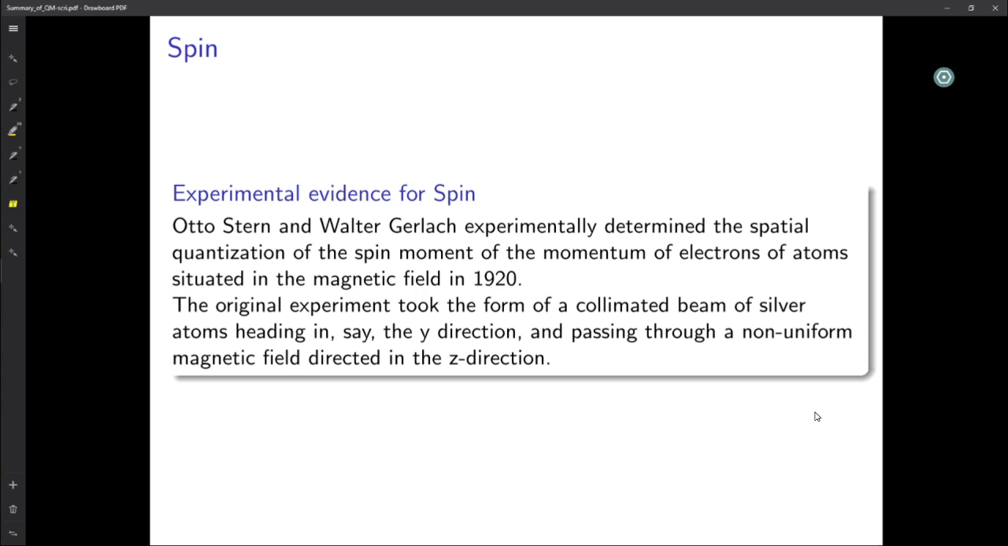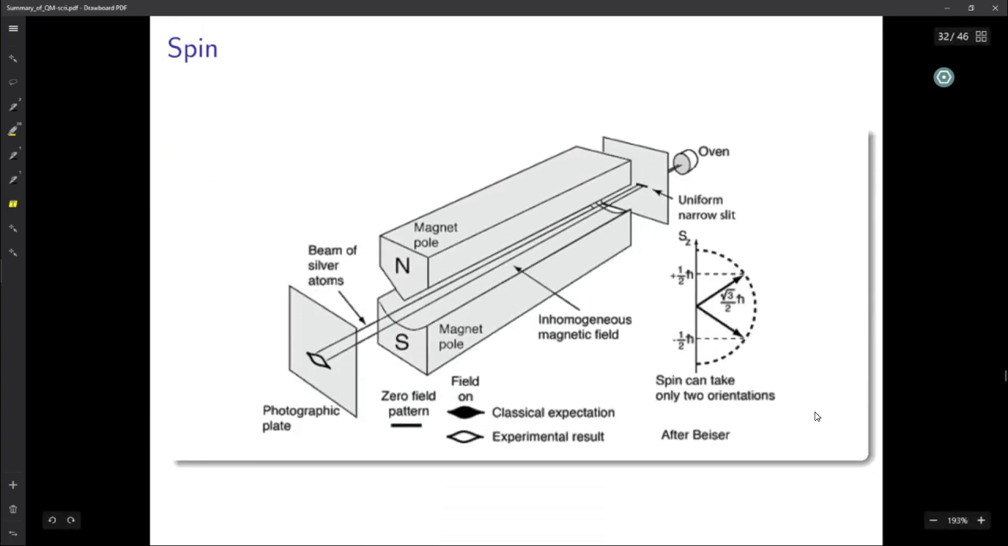So they took the silver atoms heading in the y direction, for example, and then allowed them to pass through a non-uniform magnetic field directed along the z direction. Next slide, please. Yeah, so this is the experimental setup. I think you can look at this diagram later to understand the intrinsic details. So I'll go on with the theory.